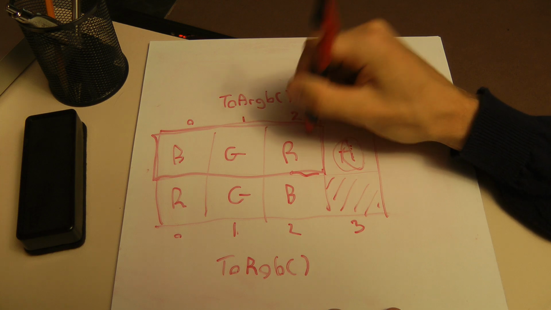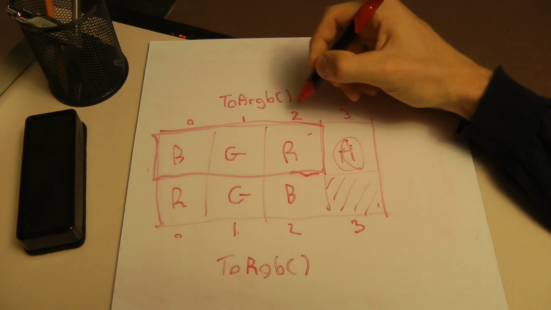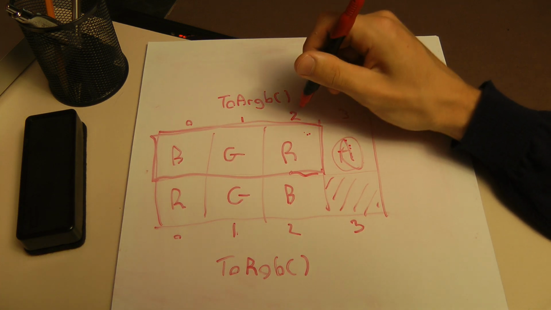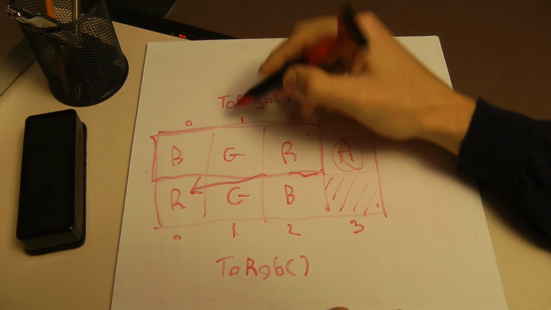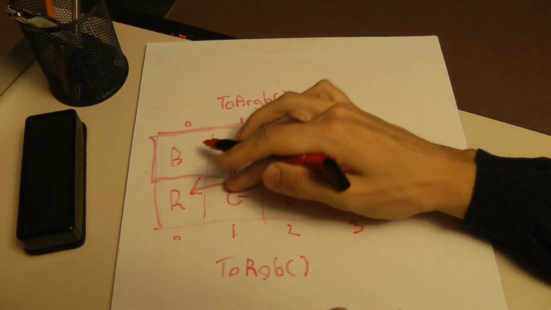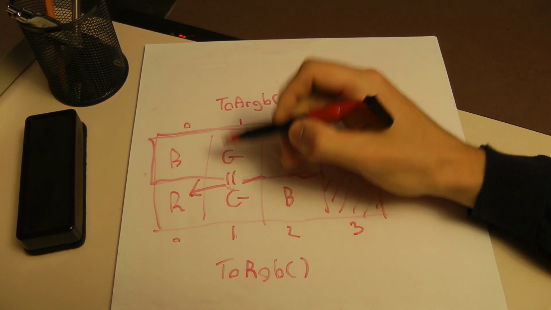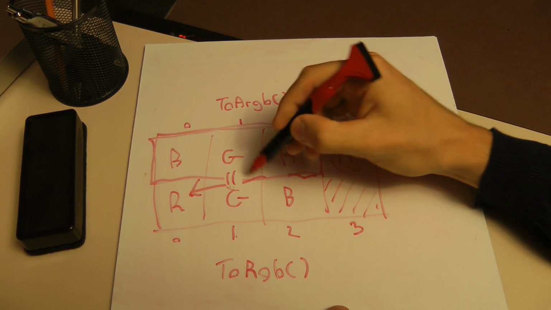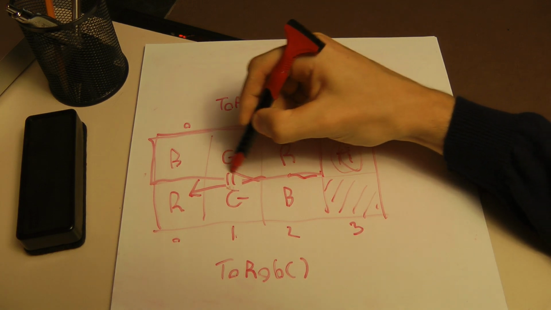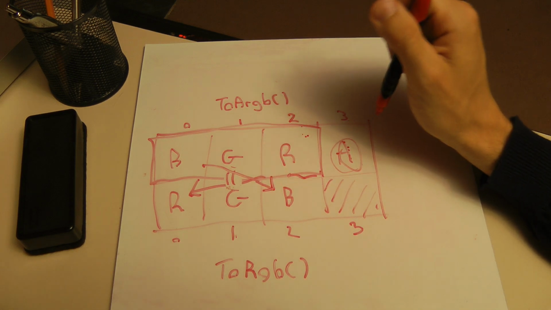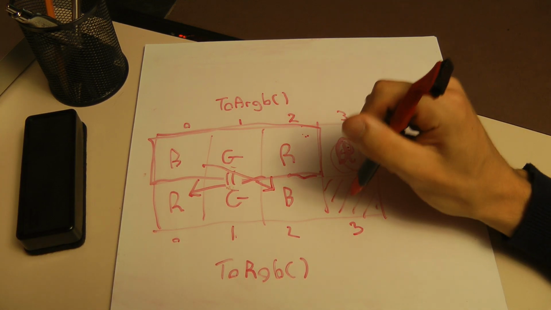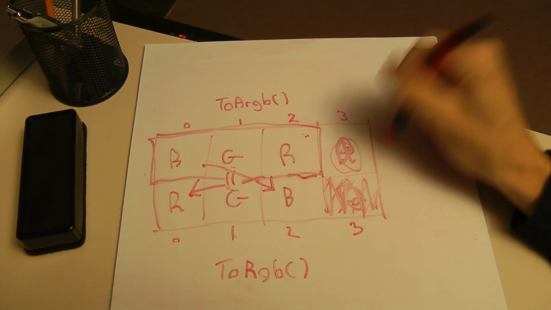So the element R, we're going to start with R. R in this integer goes from element number 2 to element number 1. And then G is going to stay the same. And then B is just going to go from 0 to 2. And then we don't need to do anything with A, we'll just leave 3 as is.